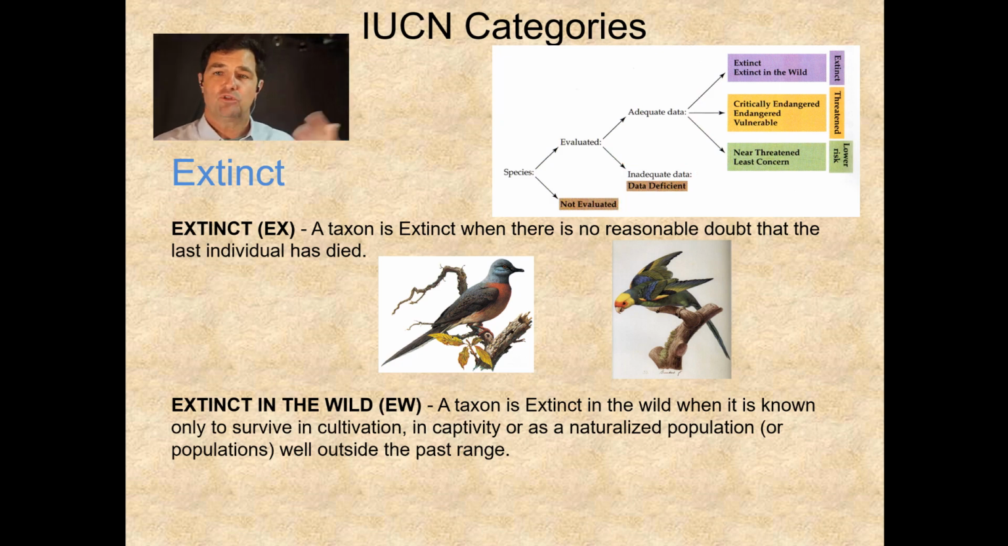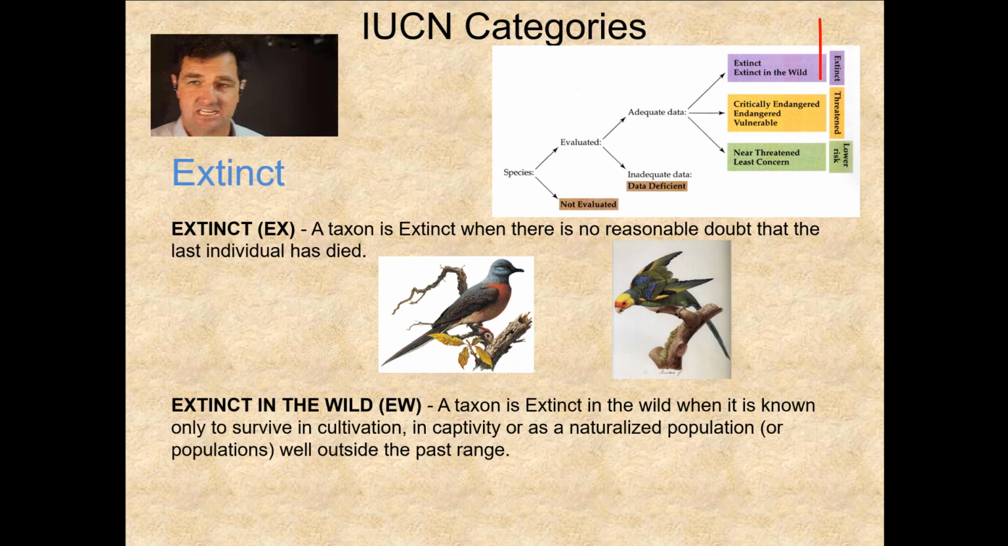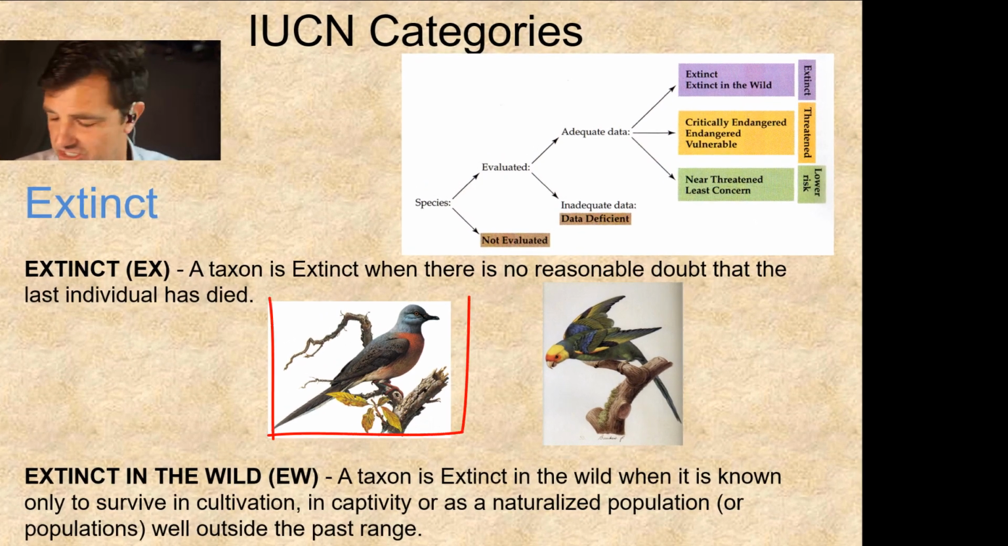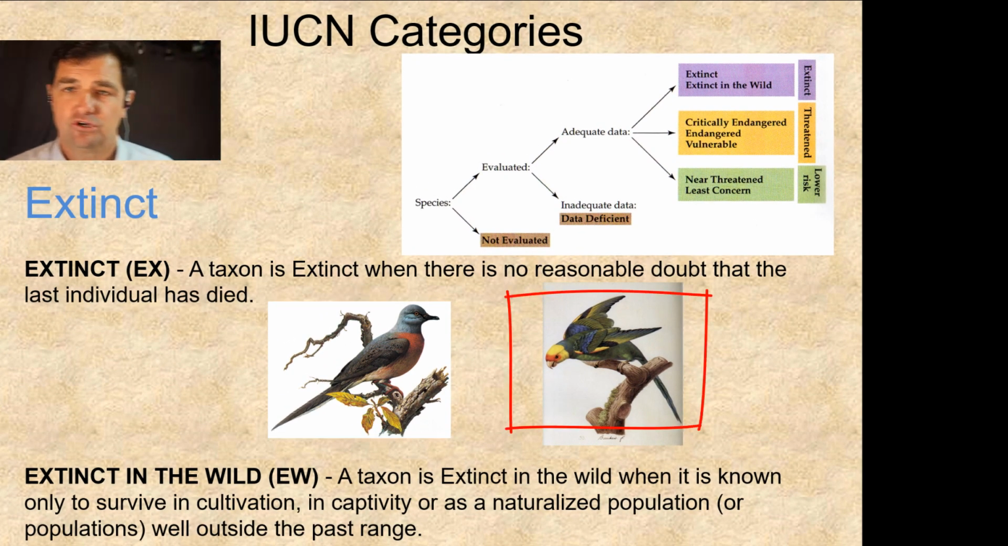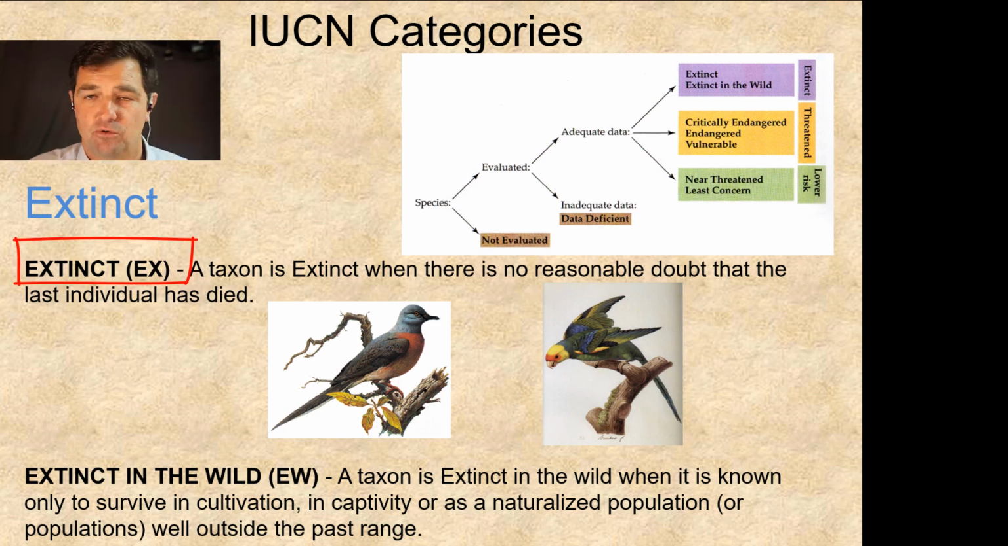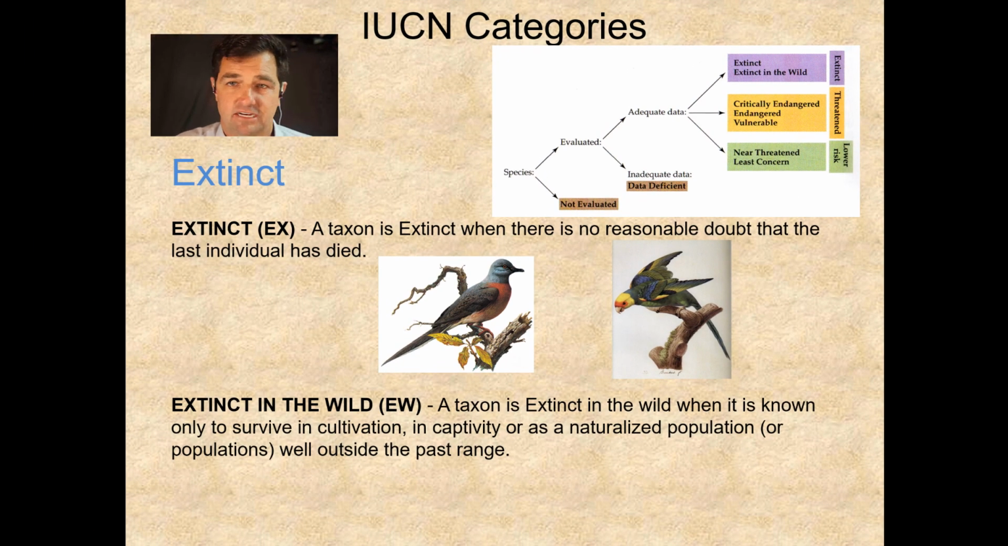For the categories in which they do have adequate data and have evaluated, they have three different categories for putting species in, and each of those categories then has subcategories, and that's what we're going to talk about. Those are extinct, threatened, and what's called lower risk. The first category is extinct, flat out extinction. If a species is truly extinct, for example, we talked about the passenger pigeon and the Carolina parakeet. Those are both extinct. They are not found in the wild, and they are also not in captivity anymore.